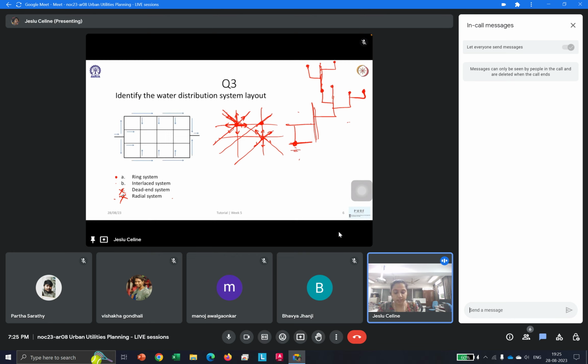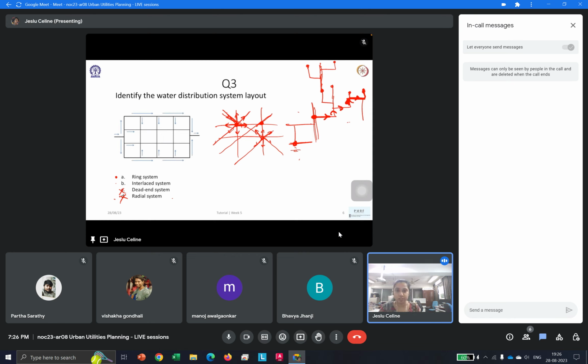So the main disadvantage of the dead end system is that, for instance, if it's originating from here and going this way, and there is some leakage in the pipe, or some failure in the system at some point, then everywhere downstream is affected. If this pipe is not there, then it doesn't have a parallel method of getting water. So the entire system would be broken, and that place would not receive any water for the duration until we fix this pipe.